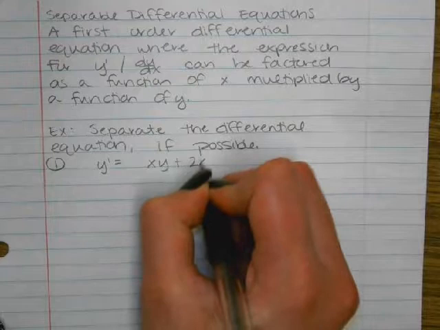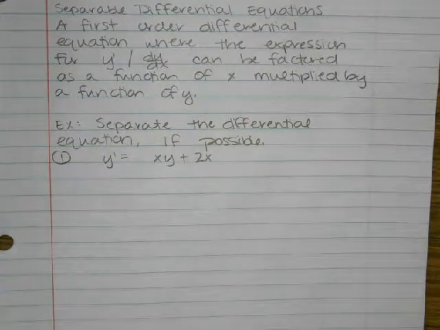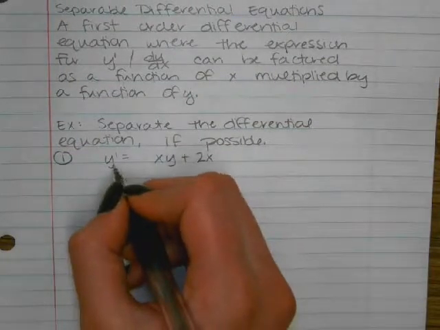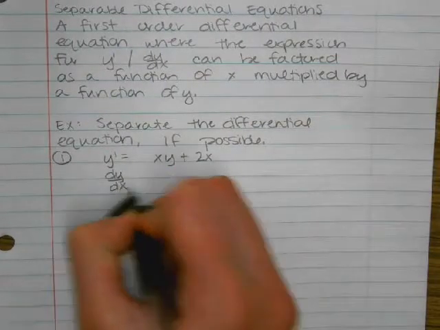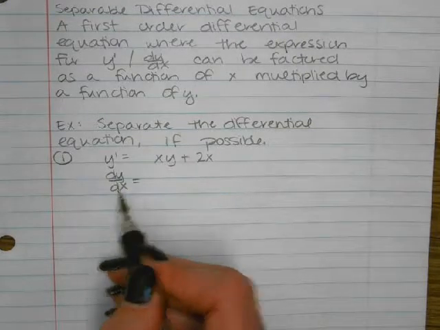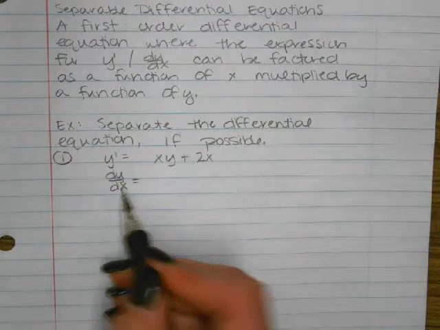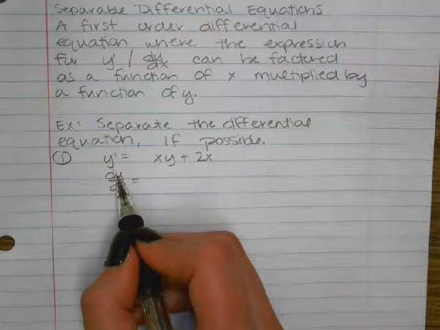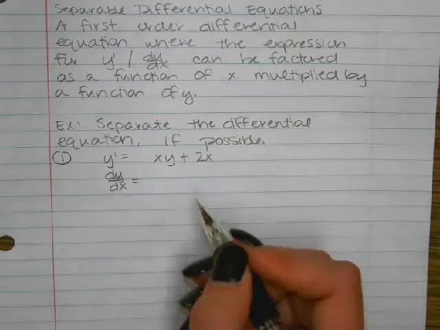plus 2x. And I want to be able to get everything that has to do with y to one side and everything that has to do with x to the other side, is essentially what we're doing here. So instead of calling this y prime, I'm going to use the dy dx notation. So I'm saying this is the derivative in terms of y, the derivative in terms of x, as the y's are changing, as the x's are changing. So I know that dy is going to stay on the side with the y values, dx is going to go to the side with the x values.